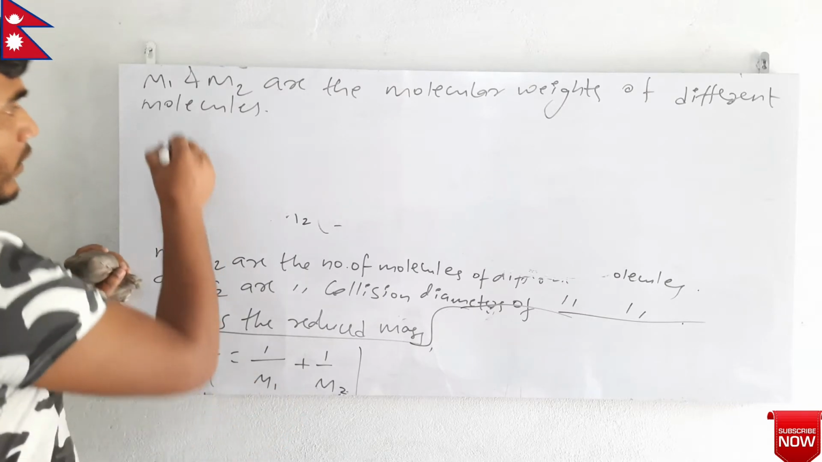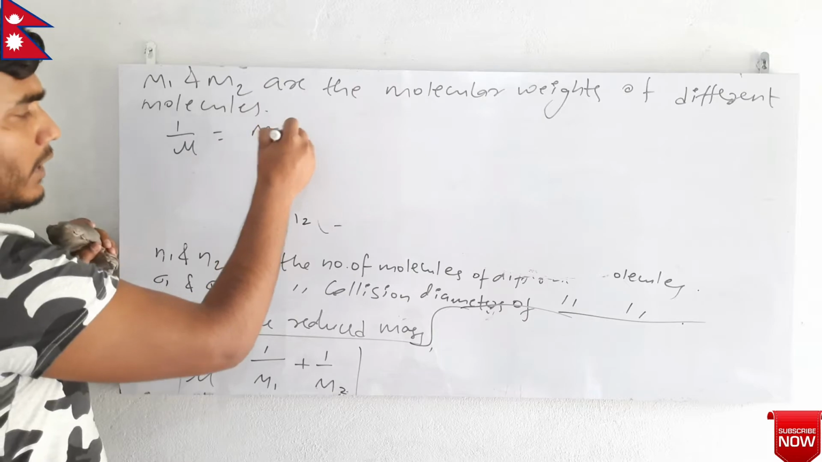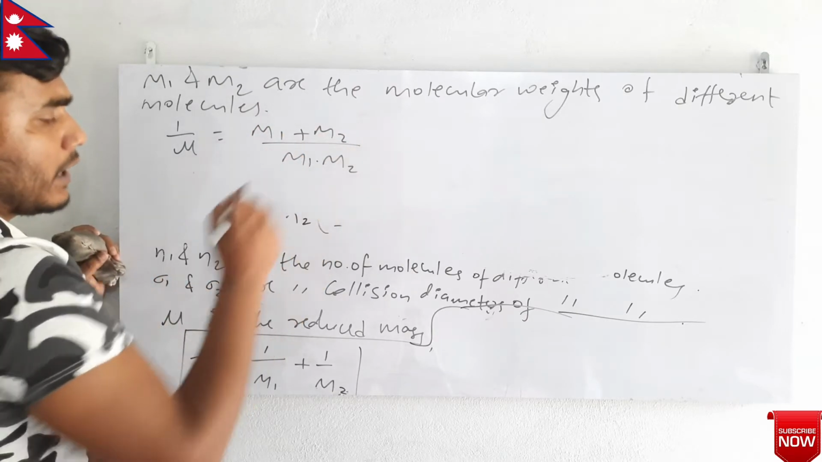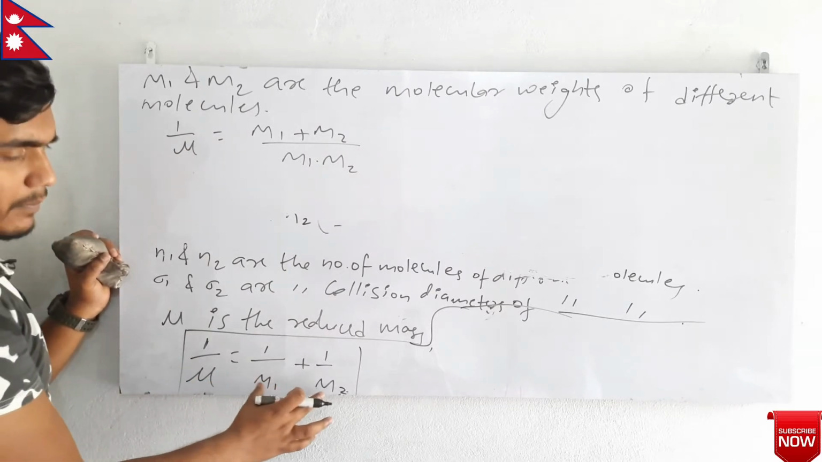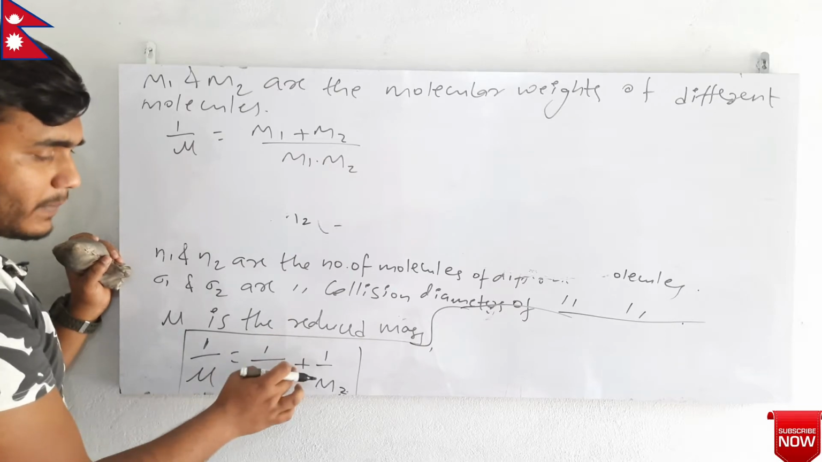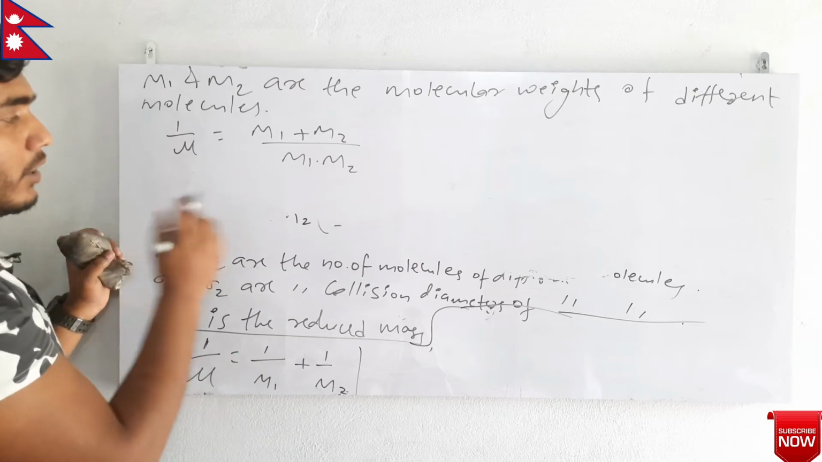Now from here we can write the value of 1 by mu to be M1 plus M2 divided by M1 dot M2. How did I write that? I just took the LCM. m2 into 1 by m2 plus m1 into 1 by m1, so we get m1 plus m2 by m1 dot m2.